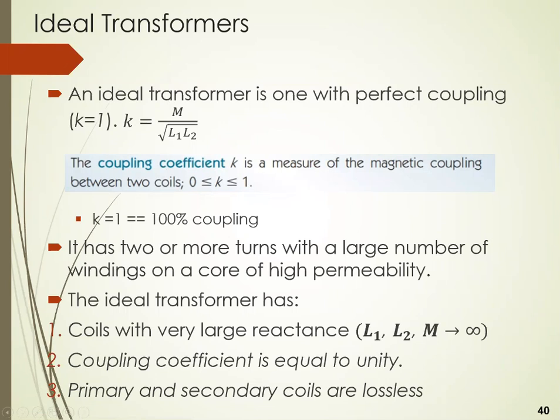An ideal transformer has 2 or more coils with a large number of windings on a core that has high permeability, and it has 3 characteristics. The coils have very large reactances, approaching infinity in the limit. The coupling coefficient is equal to unity, and the primary and secondary coils are lossless. Those are the 3 characteristics of what we call an ideal transformer, besides the fact that they have a coupling coefficient of 1, 100% coupling.